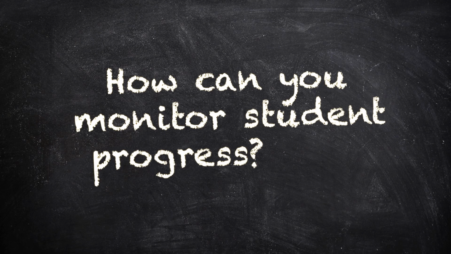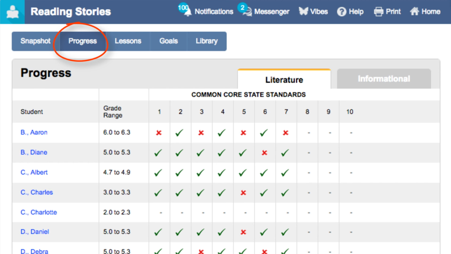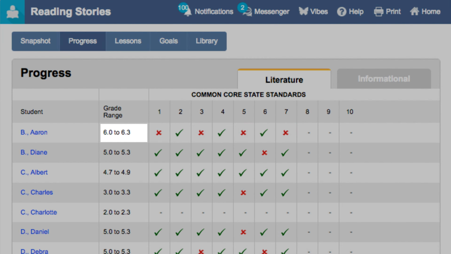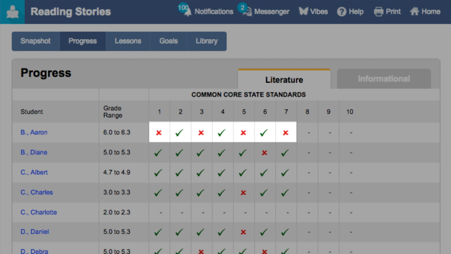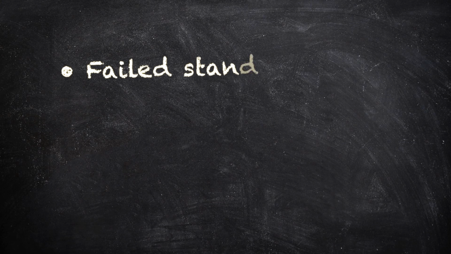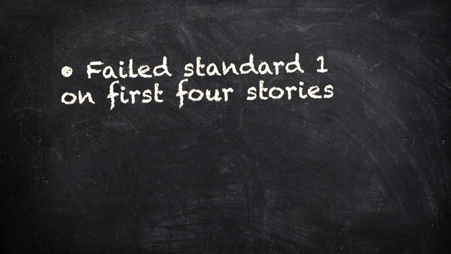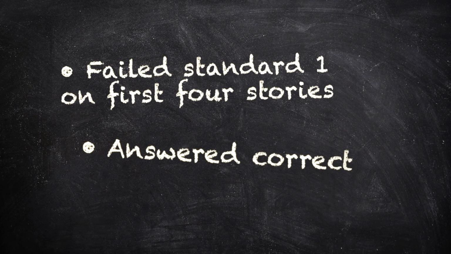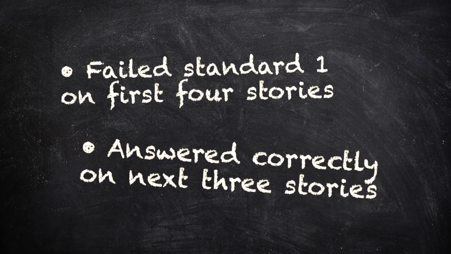So how do you monitor your students' progress in the Reading Stories module? On the Progress tab, you can see the students' reading level and how they are progressing. The report shows which standards the student has mastered for that grade level by averaging their last 3 stories. For example, a student may have failed Standard 1 in the first 4 stories, but answered questions for Standard 1 correctly in the subsequent stories.